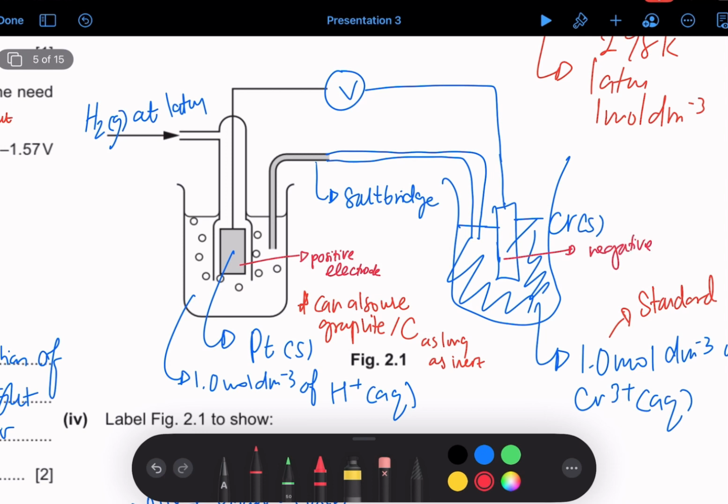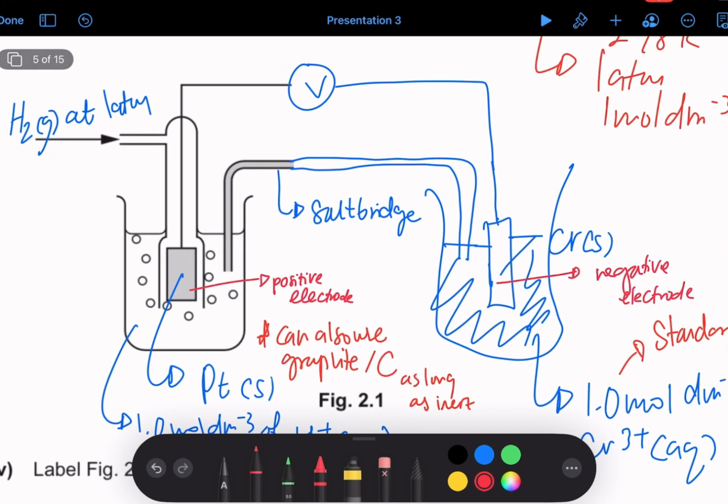So what is the flow of electrons? We know that electrons are negative, so they flow anti-clockwise from your negative electrode to your positive electrode. So it's in this direction.